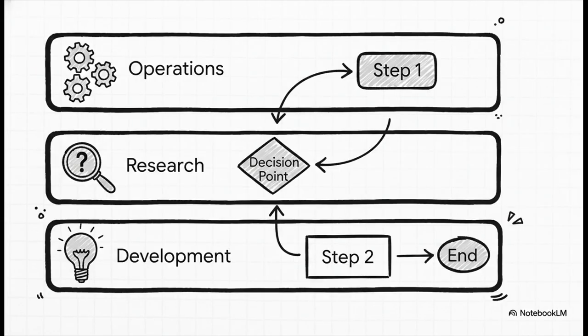But those exact same building blocks can be used to map some really complex workflows. You can use a technique called swim lanes, and all that means is you draw horizontal lanes on your map, one for each team or department. This lets you visually see how a single process moves between different groups. You can literally watch a client request flow from, say, the operations team over to the research team and then back again. It's super powerful.